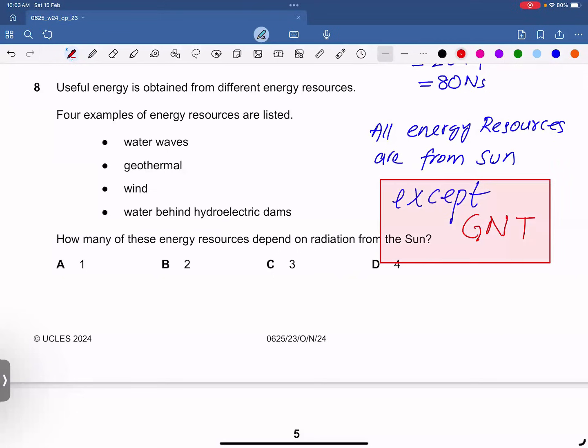Except G and T. Geothermal, nuclear, tidal, they are not from sun. Geothermal is hot rocks in earth. Nuclear is radioactive isotopes on earth. Tidal is gravity of moon on water. Other than these 3, everything is primarily from sun. Water waves, yes. Geothermal, no. Wind, yes. Water behind dams, yes. 3 of them. Option C. Proceed to question number 9.